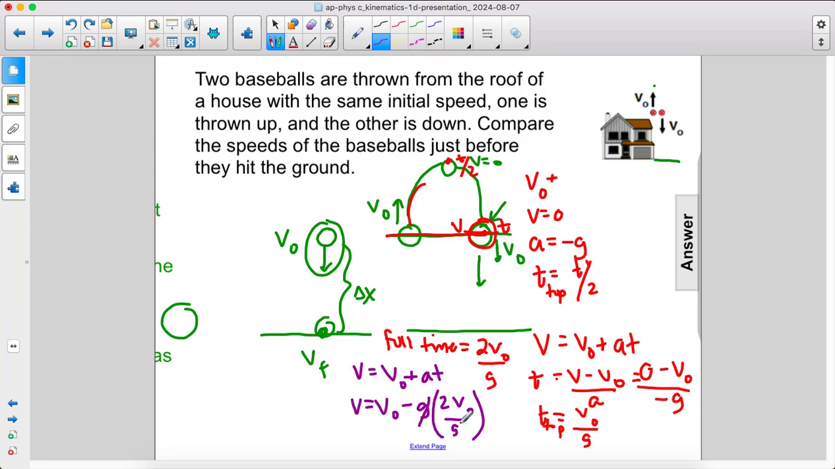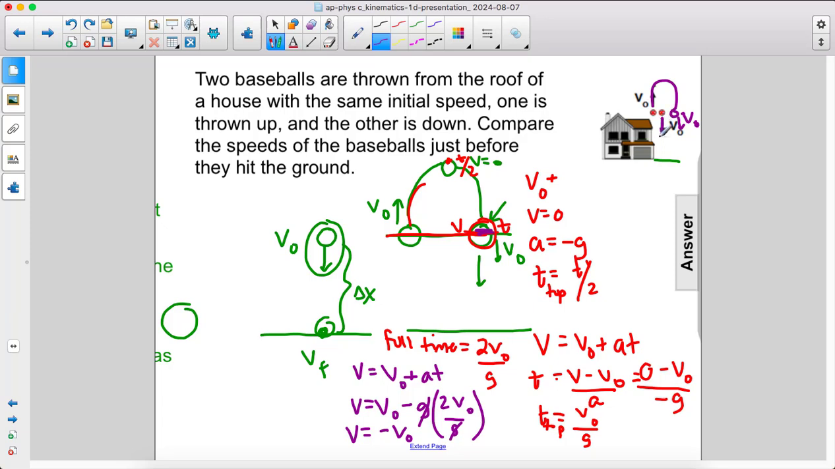Okay, g's cancel. We get v equals v naught minus 2 v naught. Look at that. The final velocity at this location. So when this ball gets back to the starting location of the second ball, its velocity is also v naught, downwards, negative v naught. Therefore, this ball, by the time it reaches the same height again, will have the same starting velocity as the ball that was thrown downwards.